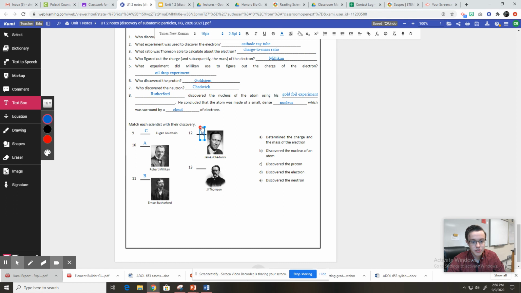And last but not least, J.J. Thomson, and I believe that J.J. Thomson discovered the electron, which is the letter D right here.